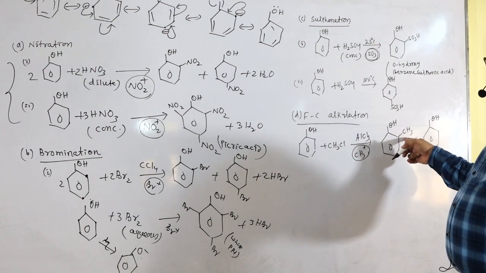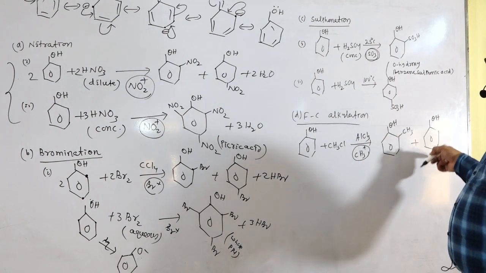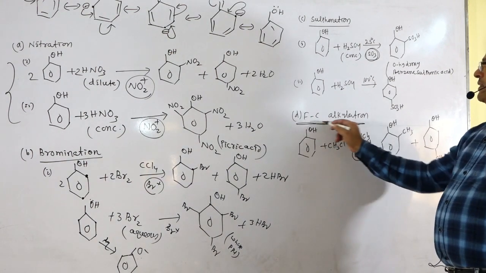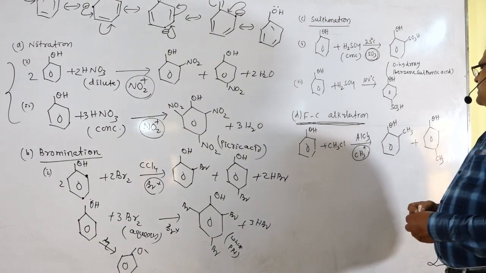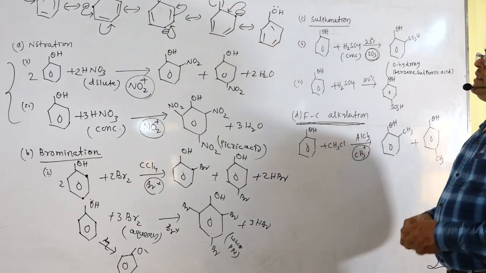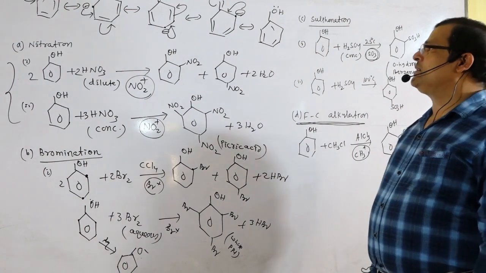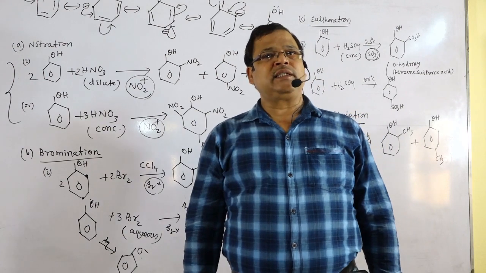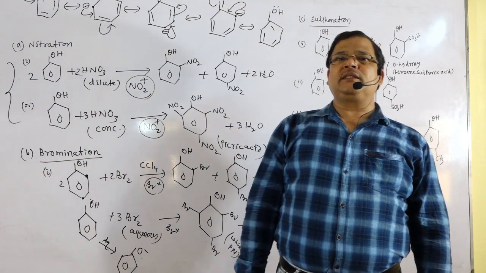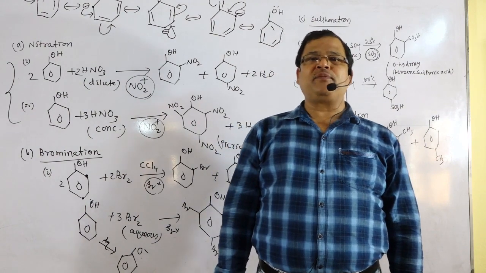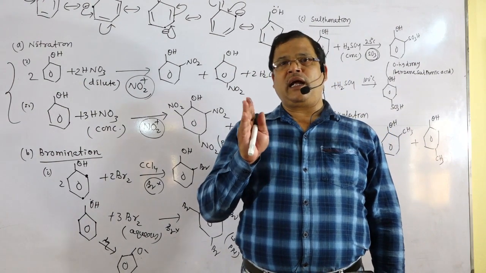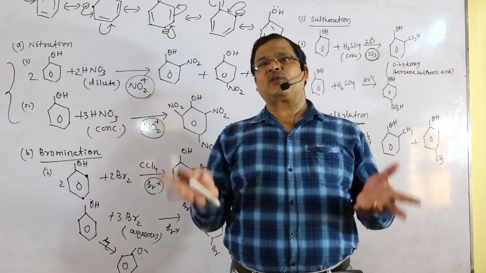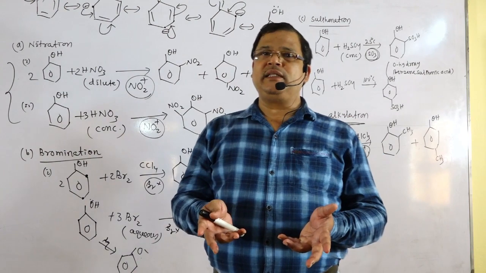Ortho-cresol has OH and CH3 at the ortho position, and para-cresol has OH and CH3 at the para position. This is Friedel-Crafts alkylation, with the formation of ortho-cresol and para-cresol. So in all these cases, if you mark, the electrophile, either NO2 plus, CH3 plus, SO3 or Br plus, gets attached either to the ortho position or to the para position, or both ortho and para positions get occupied by these groups.